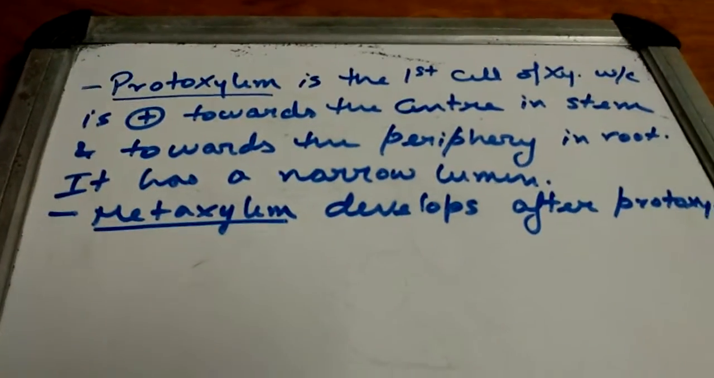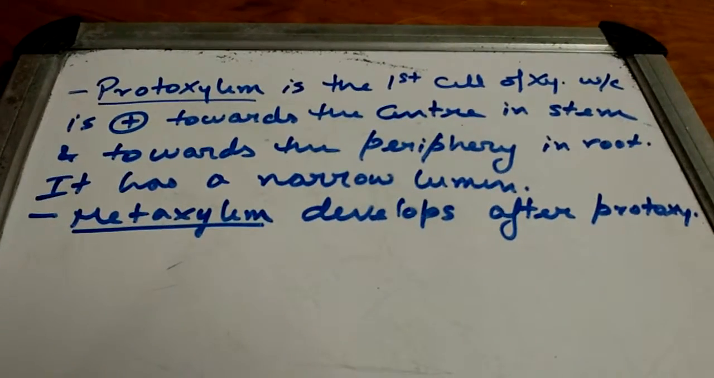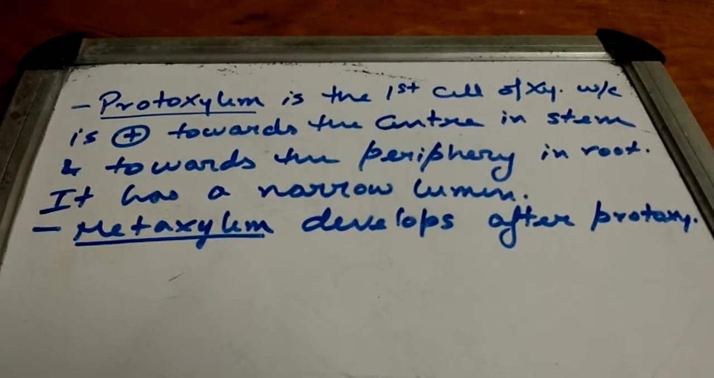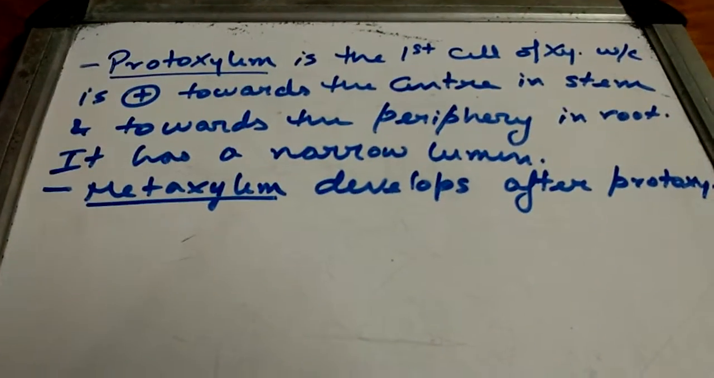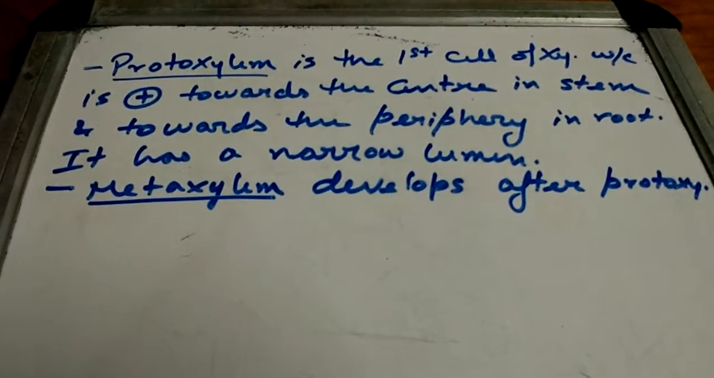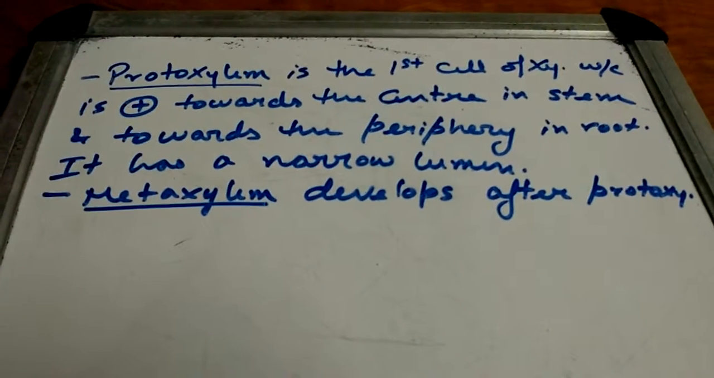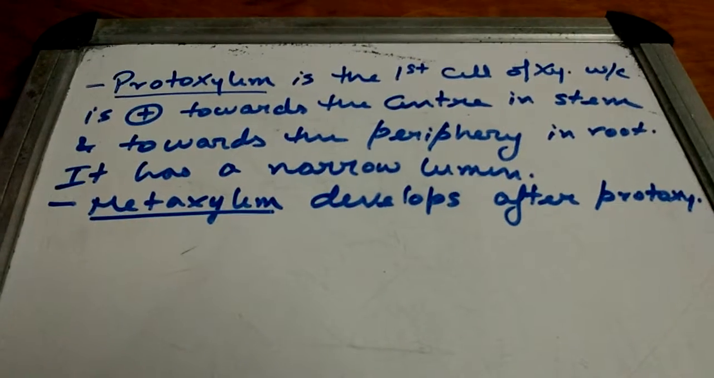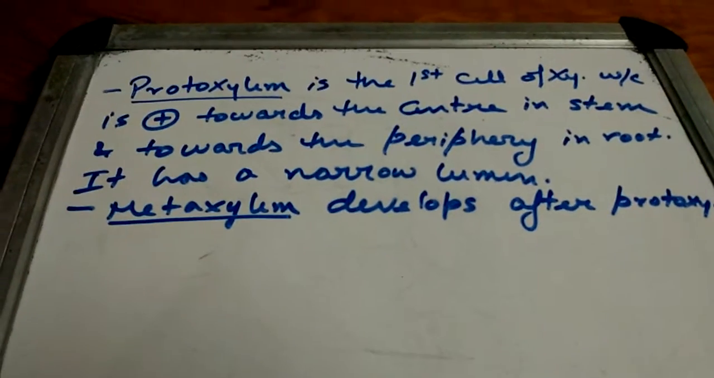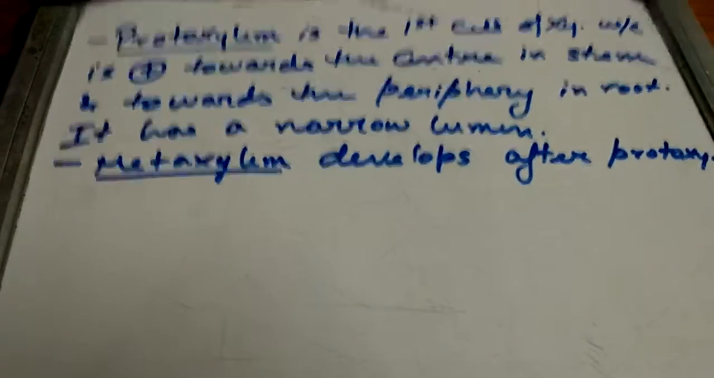So protoxylem is the first cell of xylem which is present towards the center in the case of stem and towards the periphery in roots. It has a narrow lumen. And metaxylem is basically a later developed tissue, developed during the later stage of xylem. So protoxylem is the first formed cell and the metaxylem is the second or the last formed cell. Protoxylem is generally small in size and metaxylem is large in size.